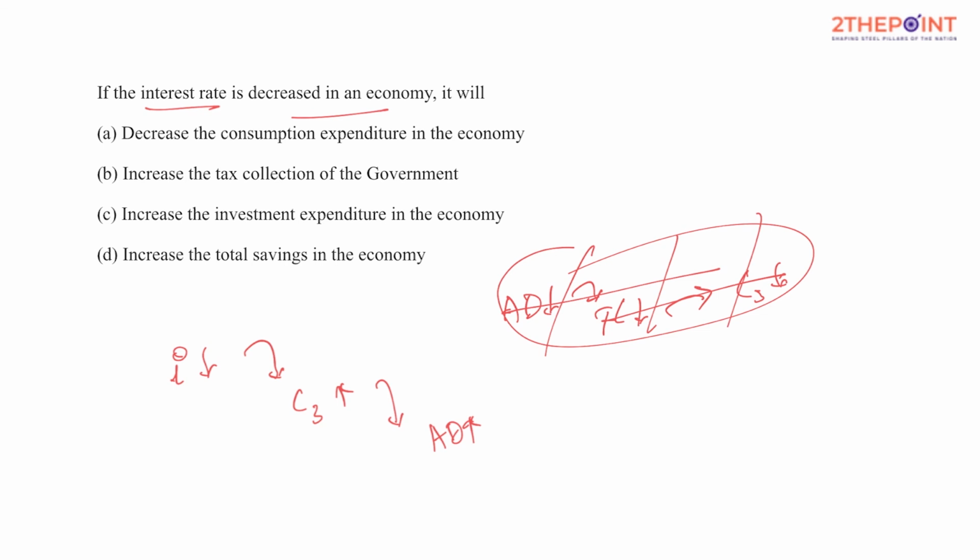If the interest rate is decreased in the economy, it will decrease the consumption expenditure. No, rather it increases. Increase the tax collection of the government, you cannot guarantee. Increase the investment expenditure, yes, definitely this makes sense, because when the interest is so low, people will be willing to borrow and invest. And increase in total savings in the economy, you cannot guarantee, isn't it? When the interests are cheaper and people are borrowing and spending, how come people would be interested in savings, isn't it? Because when money is cheaper, people rather than saving, they prefer spending. So henceforth, this might be the best option.